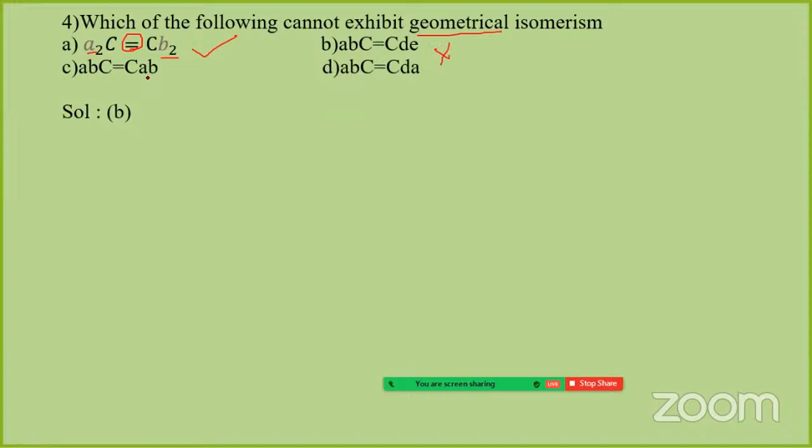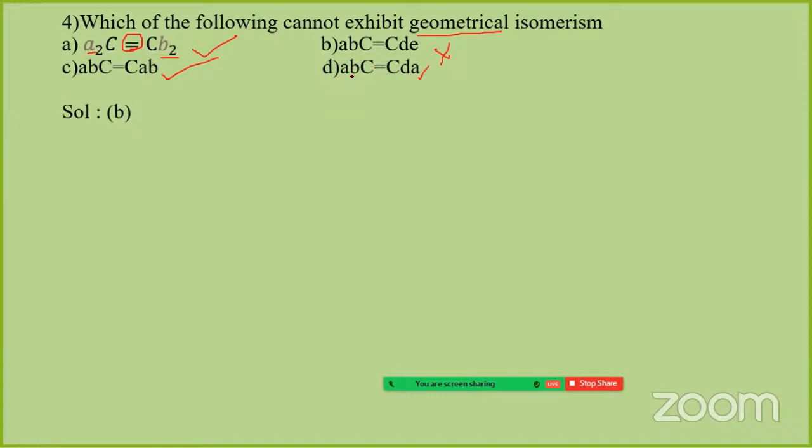In the third example, you see A group and B group are there on the first carbon, and on the second carbon also A and B are there. So it also shows geometrical isomerism. And the fourth example, you see AB, C double bond C, D A. So here at least AA is present.